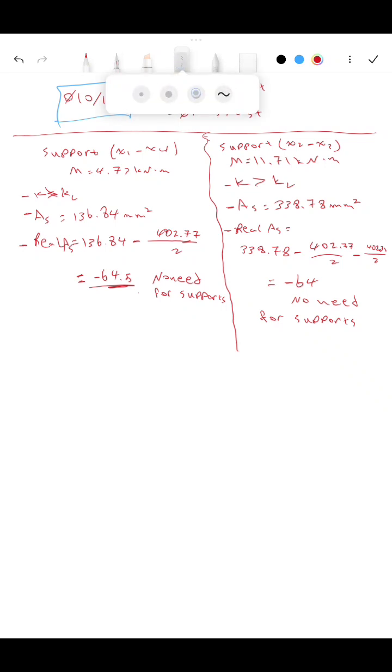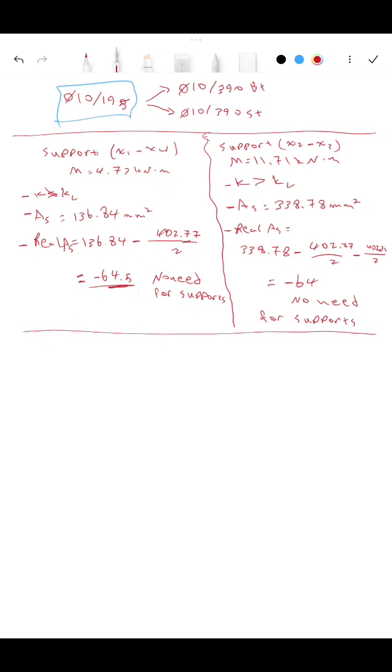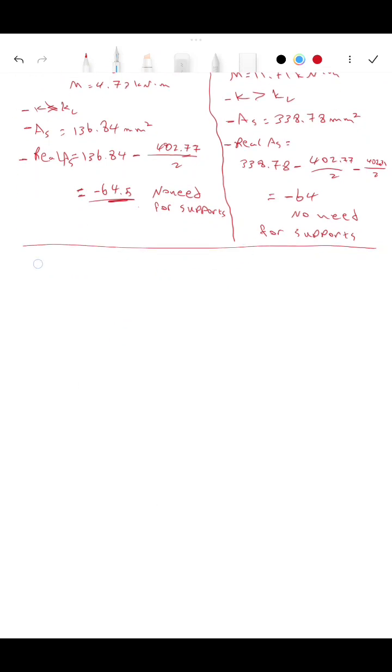After that we will calculate the support for the long direction. Let's now calculate the support for long direction.